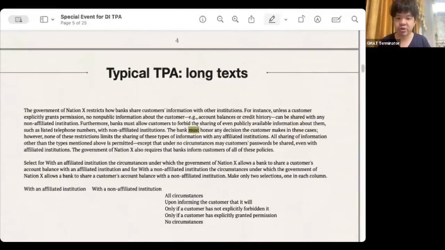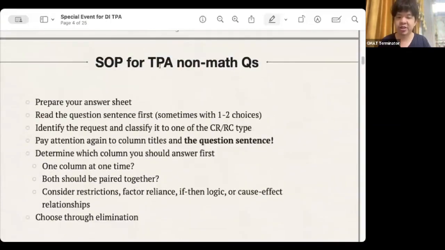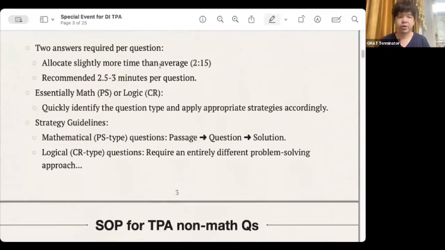And it's also the main focus of what we're going to talk about today. Today, we'll be discussing the so-called non-math-related TPA questions. So let's talk about that. The problem-solving process will be a bit different.